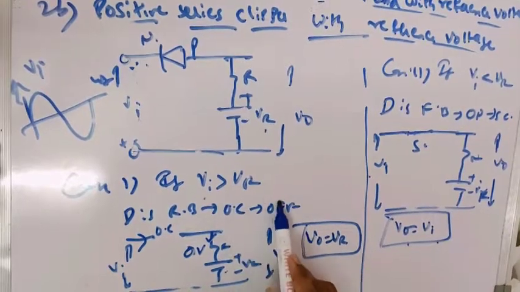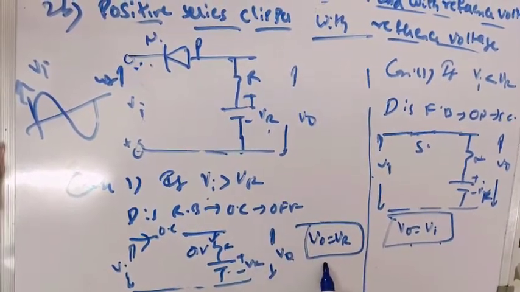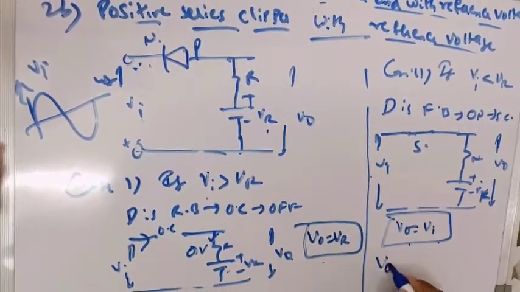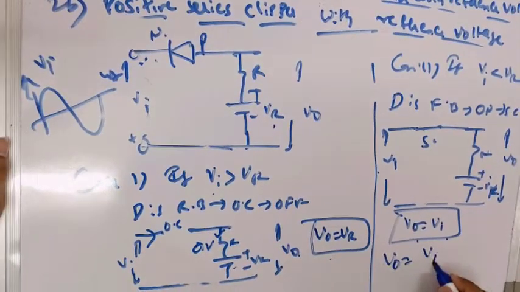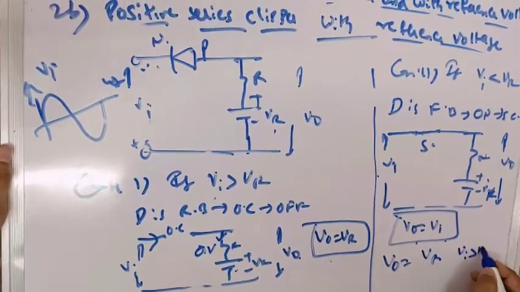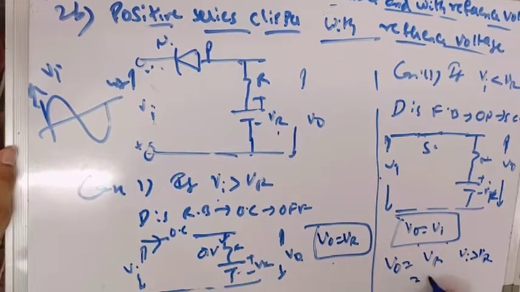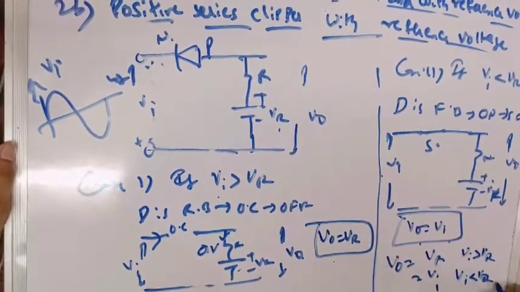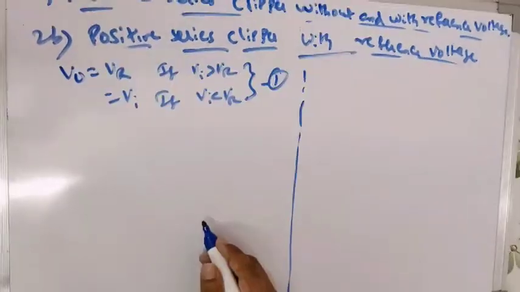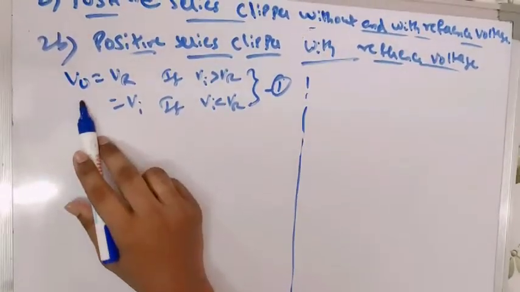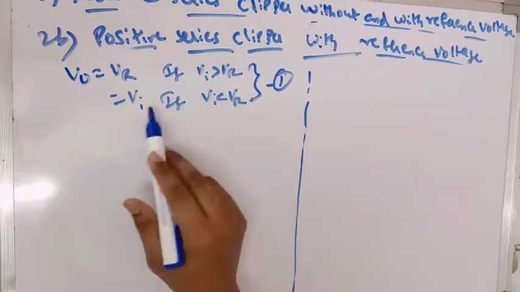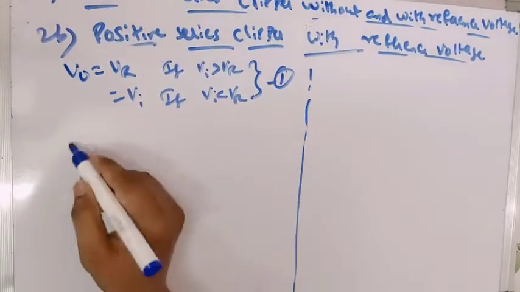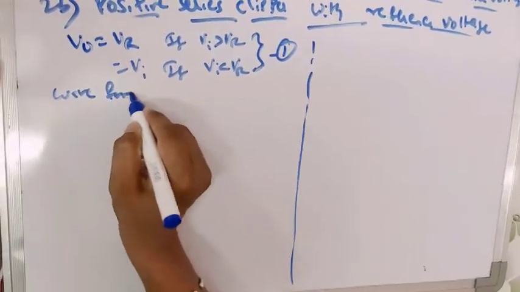If Vi is greater than VR, the output voltage is equal to VR. So the mathematical representation is: V0 is equal to VR for Vi greater than VR, and V0 is equal to Vi for Vi less than VR. So let us see the waveforms of input and output.